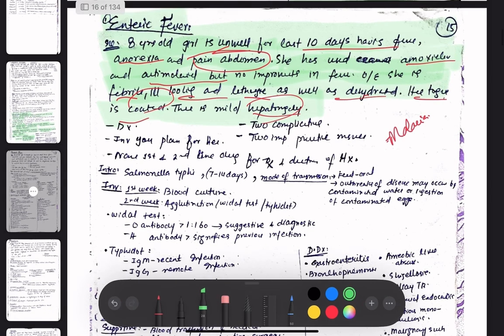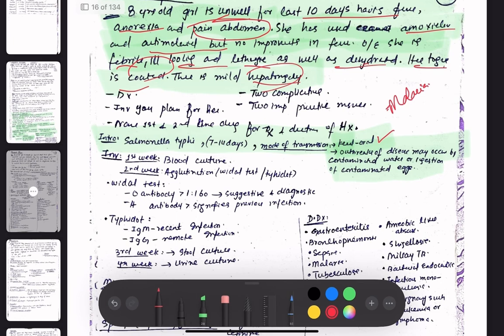So enteric fever is caused by Salmonella Typhi, and the incubation period is 7 to 14 days, and the mode of transmission is fecal oral. Outbreaks of disease may occur by contaminated water or ingestion of contaminated eggs. So we should remember this point, that the transmission of enteric fever is fecal oral, and it can be transmitted through ingestion of food or contaminated eggs.